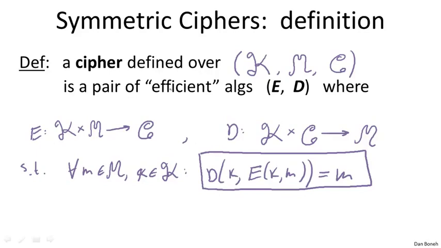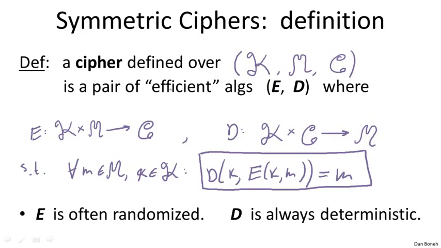Another comment I want to make is that algorithm E is often a randomized algorithm. That means that as you're encrypting messages, algorithm E generates random bits for itself, and uses those random bits to encrypt the messages given to it. On the other hand, the decryption algorithm is always deterministic. In other words, given the key and the ciphertext, the output is always the same. It doesn't depend on any randomness used by the algorithm.